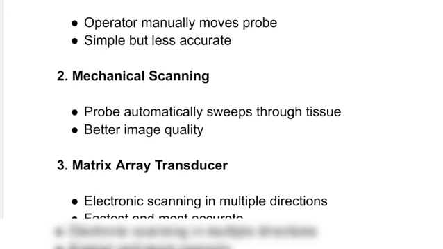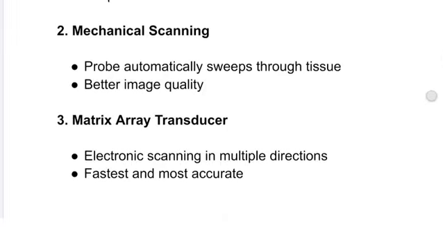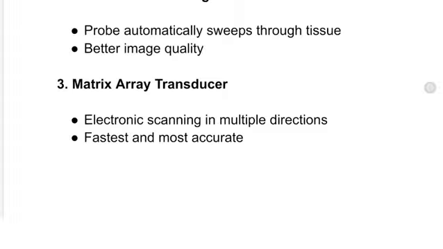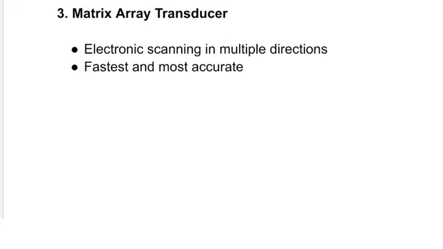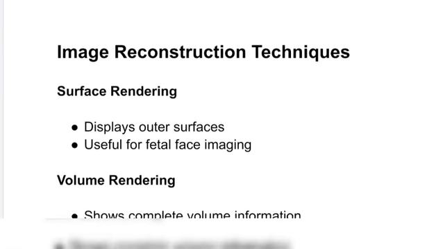Next is mechanical scanning. In mechanical scanning, the probe automatically sweeps through the tissues. It does not require a manual process, and the image quality is better compared with freehand scanning. Next is the matrix array transducer. In the matrix array transducer, electronic scanning takes place in multiple directions, and it is the fastest and most accurate scanning method.